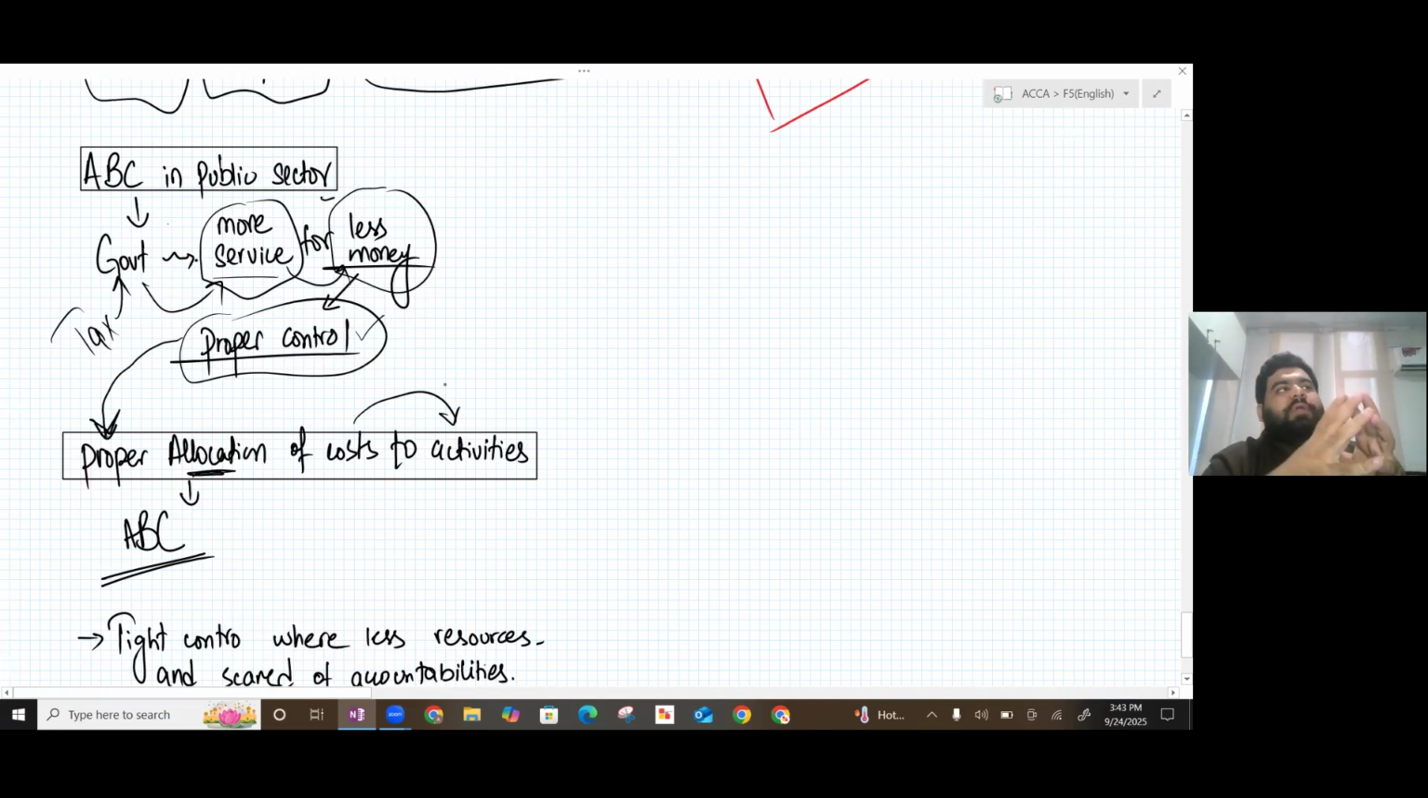ABC will help you find, okay, this is the department, government schools. One classroom is operating, two classrooms are operating. How much cost? How many fans? How many ACs? How many lights? How many board markers? And all that overhead.